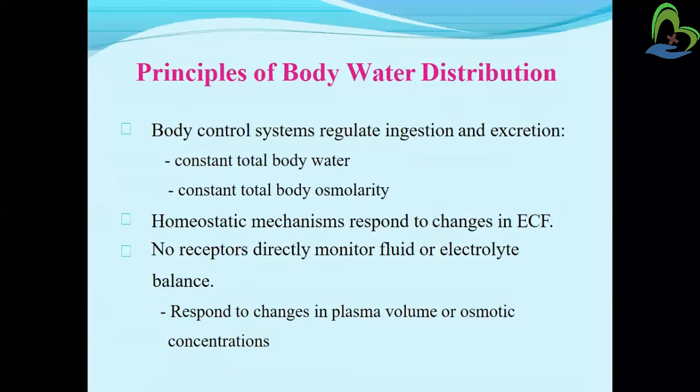No receptor directly monitors fluid or electrolyte balance, but receptors respond to changes in plasma volume or osmotic concentration. So not only distribution of water, but also monitoring of the fluid and electrolyte balance, as well as the volume of plasma and osmolarity, the concentration, all depend on and are very necessary for the maintenance of the body fluid and body water distribution. Okay, so these are all the principles of body water distribution.